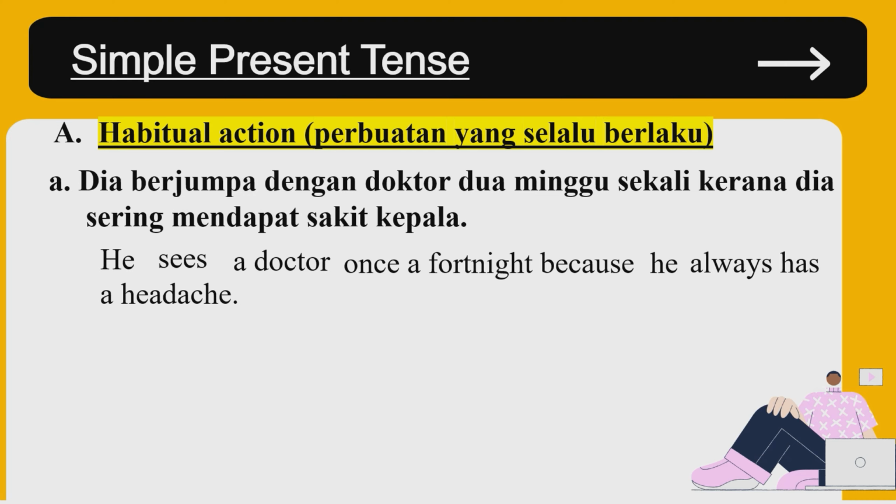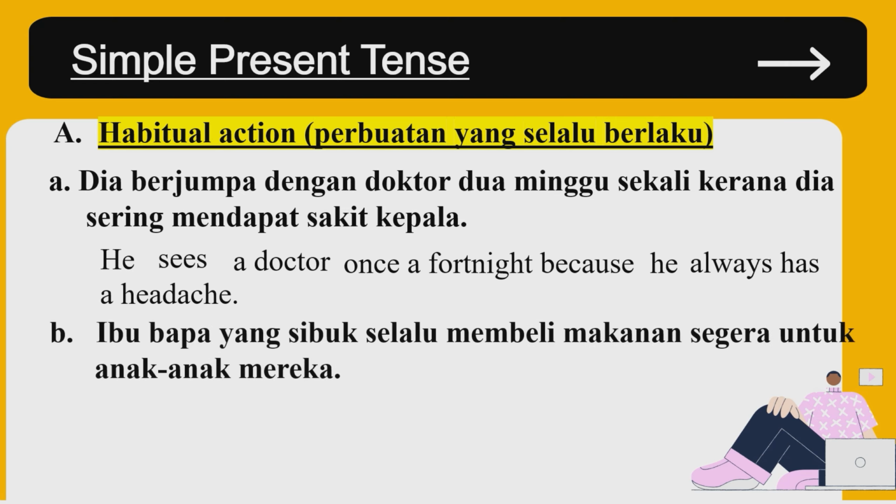Stop. So when you read the whole sentence, you find that this sentence has a subject followed by a verb. He sees a doctor once a fortnight because he always has a headache. Alright, so that's for simple present tense showing habitual action. So you need to copy this sentence into your paper. Alright, next one is B.